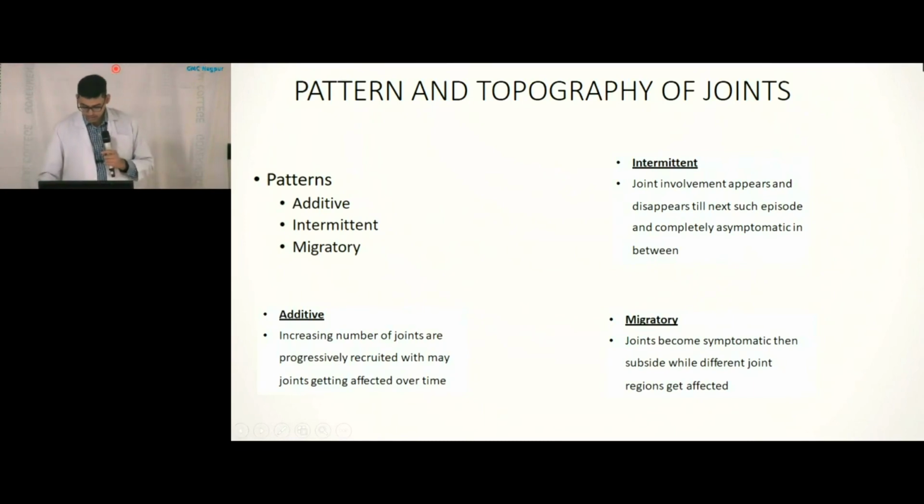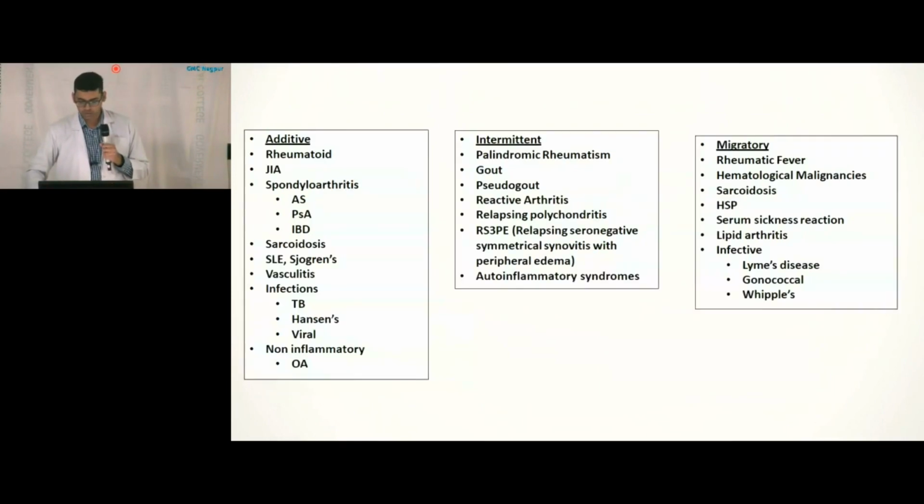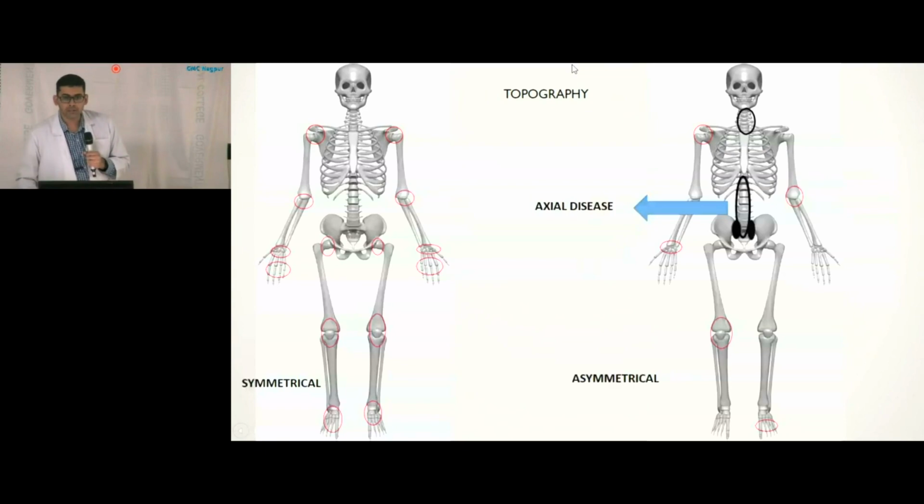Additive arthritis is again the behavior of the disease, where at one time one joint is affected, then another, involving a polyarticular course. Okay? I hope my lecture is not that boring. So these are the differentials of additive, intermittent and migratory arthritis. Again, very theoretical. Coming to the topography of disease.